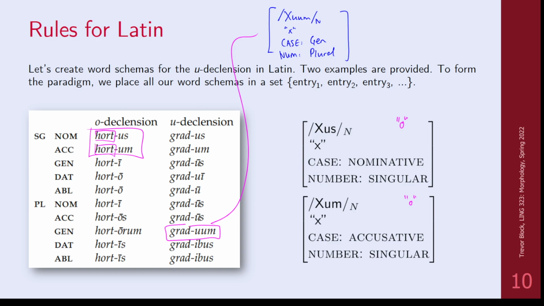And then when we have a whole set of these, what we can do is put them all in a set, with these curly brackets. And that will basically say this is a class, a group that all behave together. So all of the O's are in a set and all of the U's are in a set.